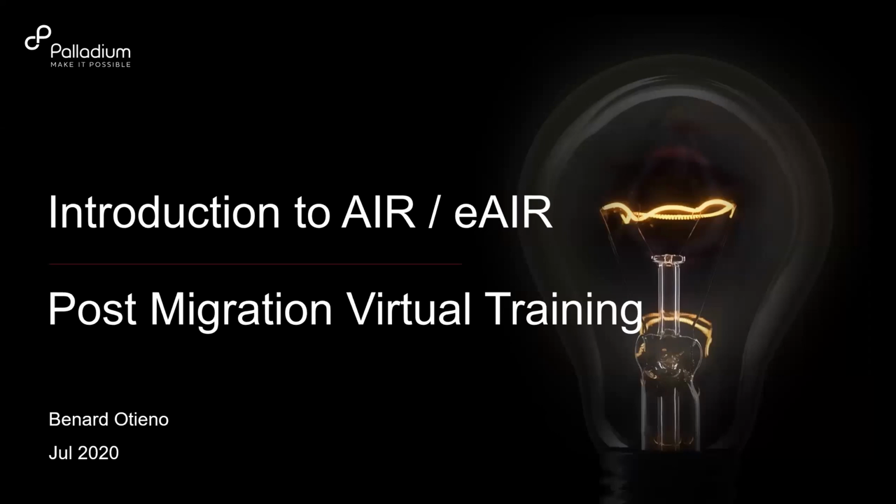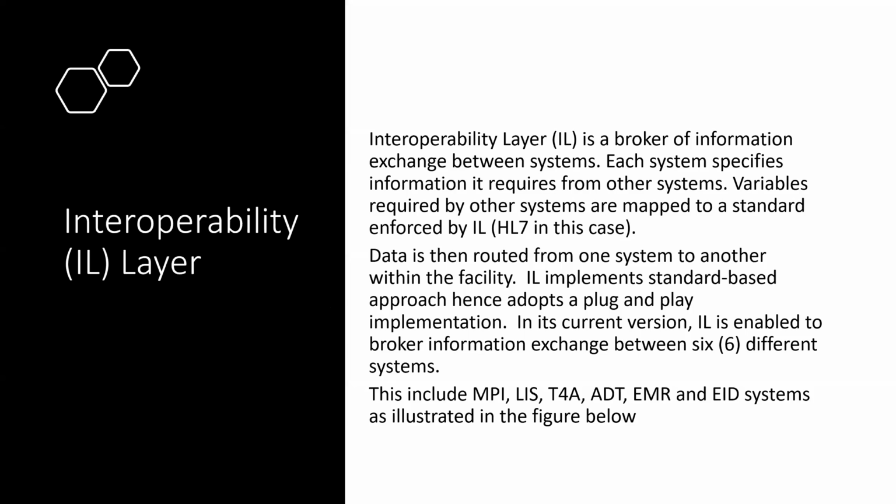Okay, so just to introduce the concept of the automated indicator reporting and the expanded indicator reporting. First, we need to understand that for you to submit your reports from KenyaEMR to the DHIS2, you will need an intermediator, and this mediator, we are calling it the interoperability layer, or the IL in short. So this is a broker of information exchange between any systems.